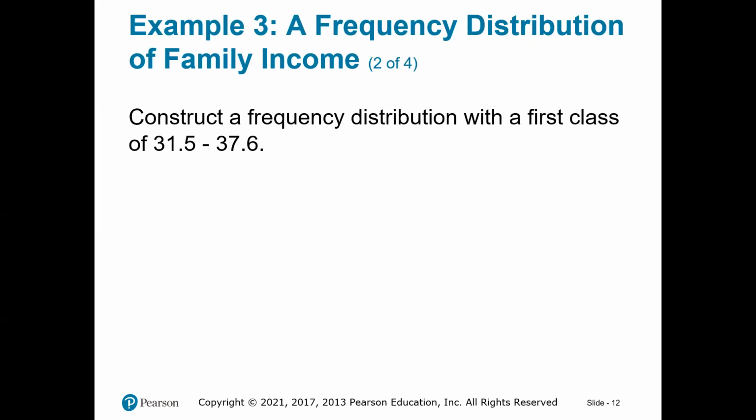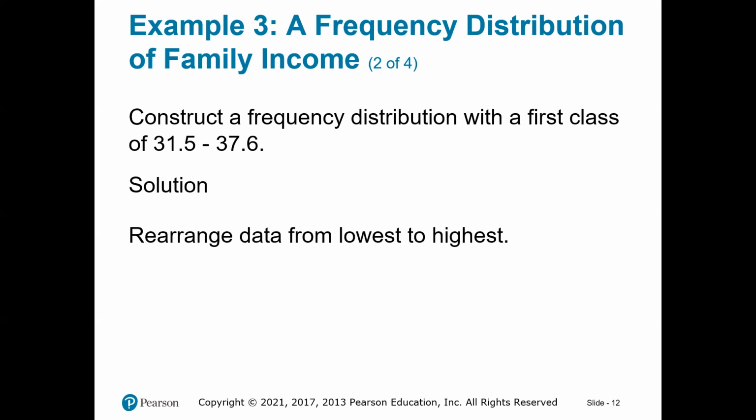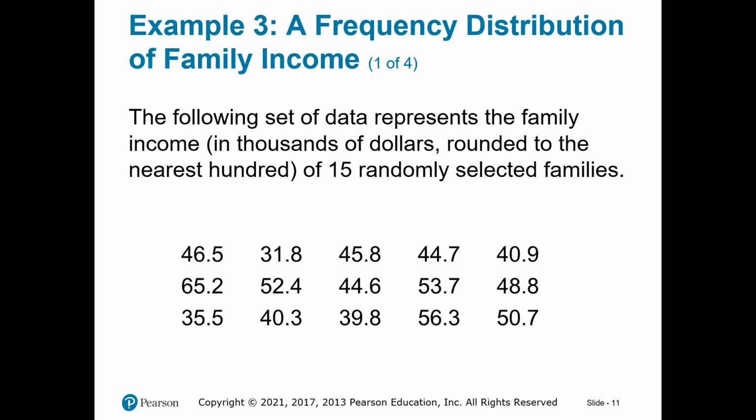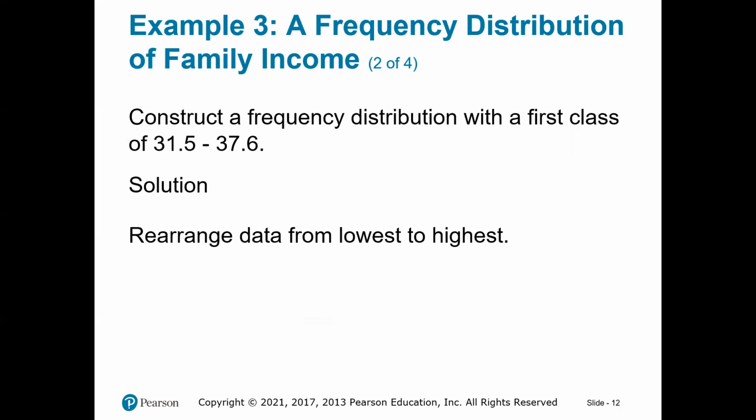So here we have 31.5 and 37.6. This is the first class. The second class starts at 37.7. So how can we do this? Of course, we go back to those numbers and rearrange them, sort them from smallest to largest. It will make your life easier. Earlier, I wanted to see whether 31.5 was there, but I had to make my eyes work hard. If the data was sorted, it would be much easier to detect whether that was one of the incomes or not. So you sort the data.